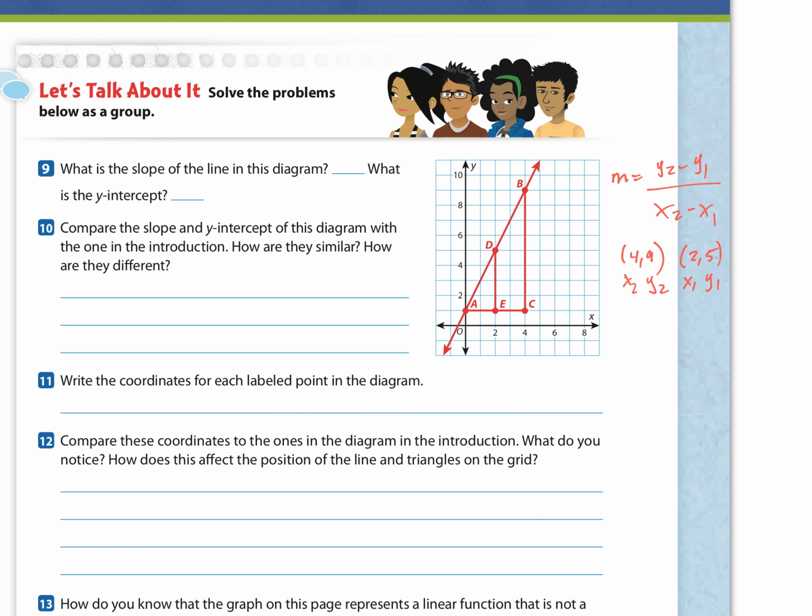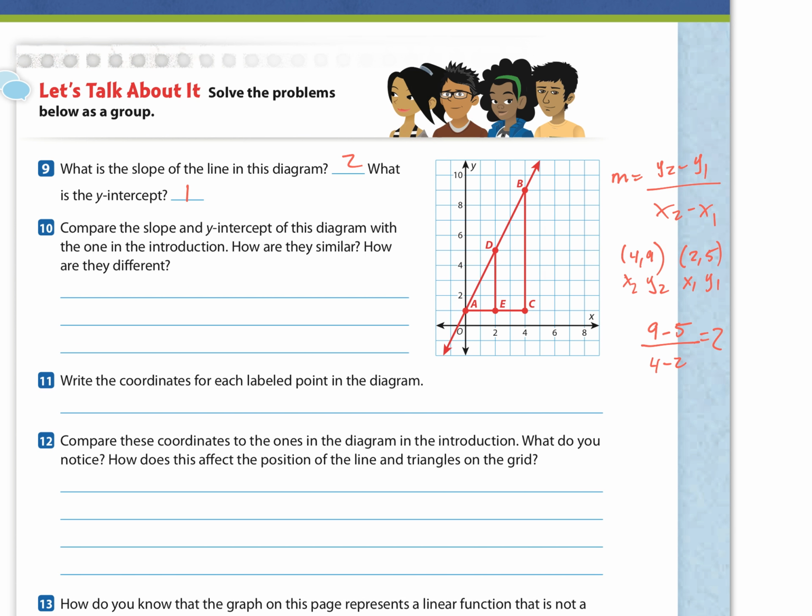We put it into the formula and we get 9 minus 5 divided by 4 minus 2. And what's 9 minus 5? 4. 4 divided by 2? 2. All right, now the slope is 2. Can somebody tell me what the y-intercept is? The y-intercept is 1.